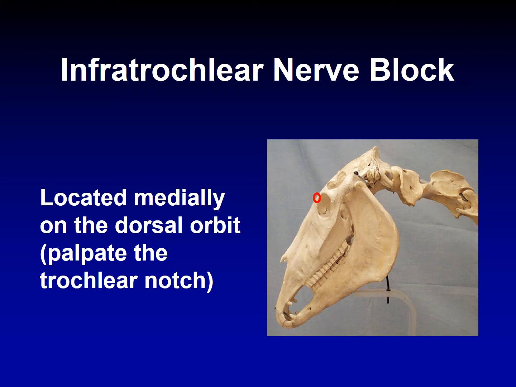The fifth and last nerve block that's done around the eye is the infratrochlear nerve block. The landmark to do this nerve block is medially on the dorsal orbit. Unlike the zygomaticofacial, which is done on the ventral margin, this is done on the dorsal margin of the orbit. Let's see how it's done on a real horse.